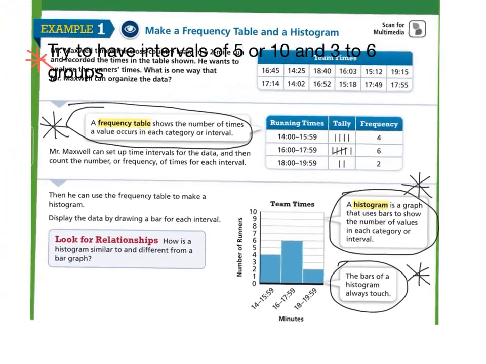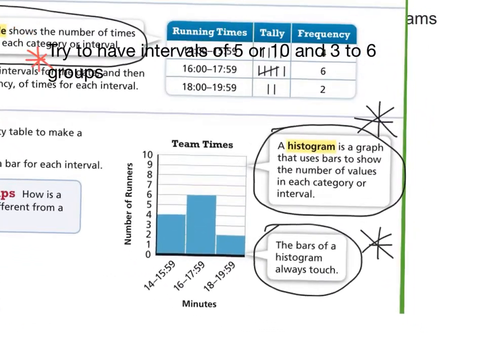And then a histogram is a graph that uses bars to show numbers of values in each category or interval. And I know it kind of looks like there's a little bit of a gap here in your book, but a difference with a histogram versus a regular bar graph is that the bars are always going to be touching each other. And then also, well, that's the main difference, I guess.